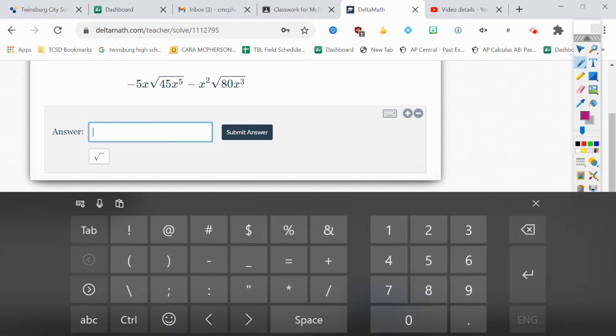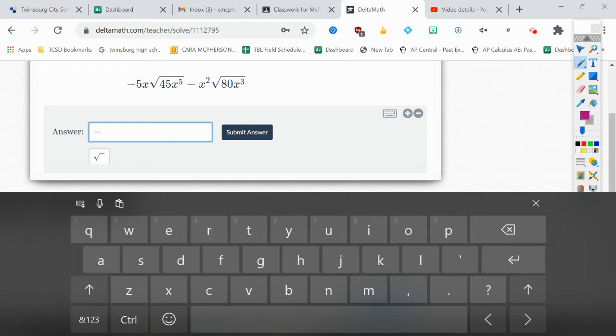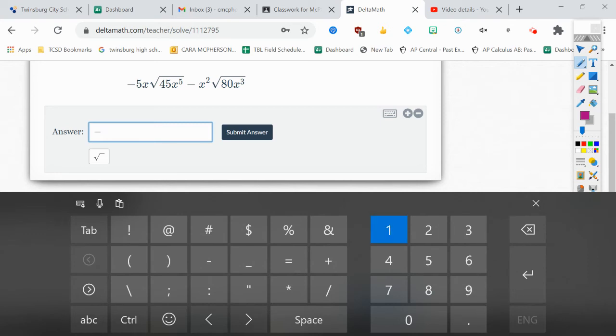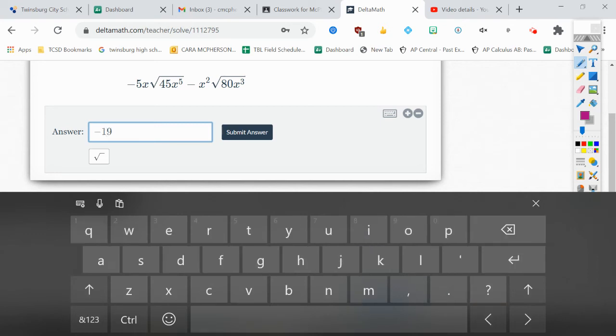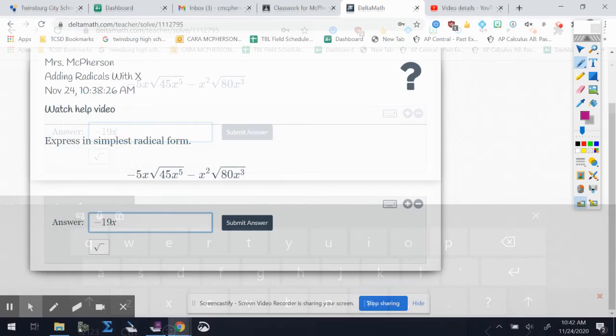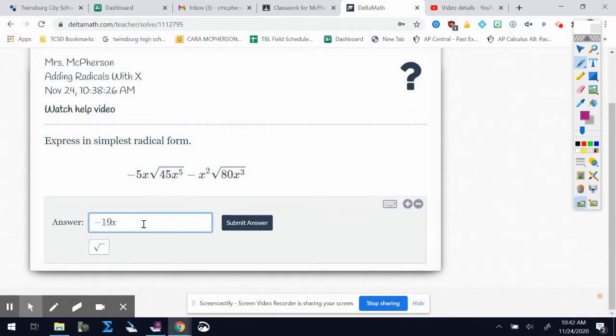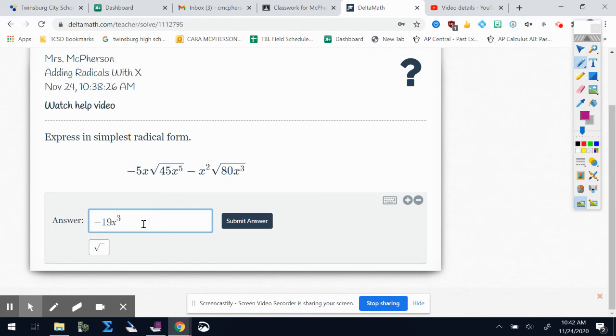negative 19 x cubed. Move my screen around a little bit. X cubed. And then square root. And they give you the square root button, which is great. 5x.